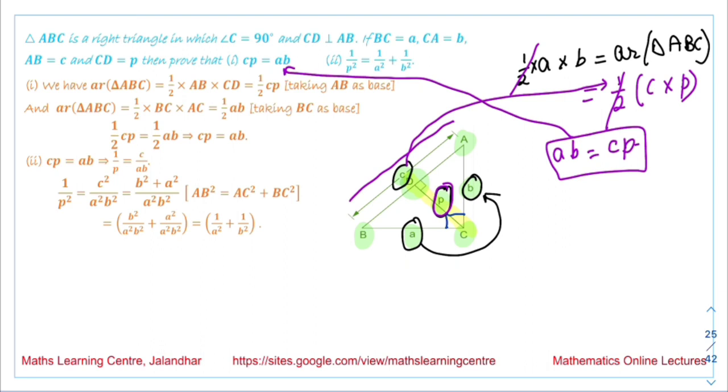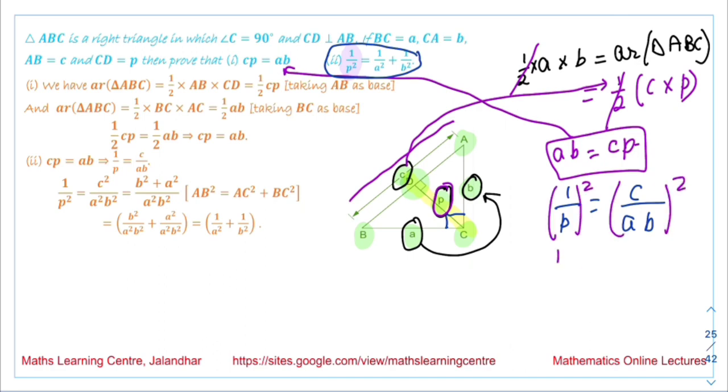Now next we have to prove that 1 by p square is equal to 1 by a square plus 1 by b square. So we get 1 by p equal to c over ab. Now the term we are proving is 1 by p square, so we are squaring both sides. We will get 1 by p square equal to c square over a square b square.